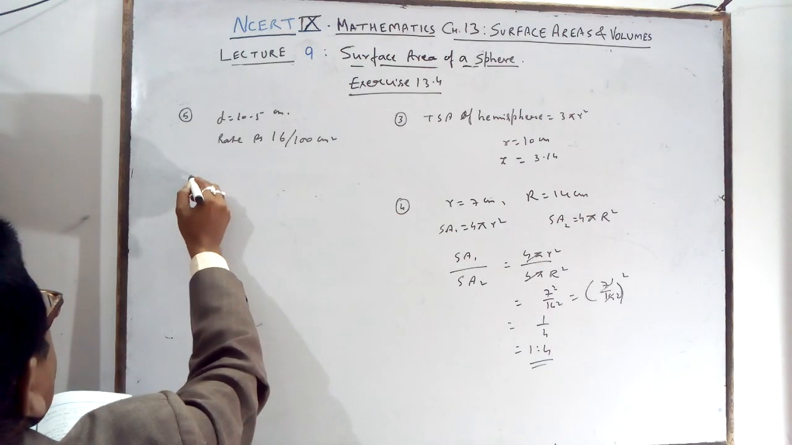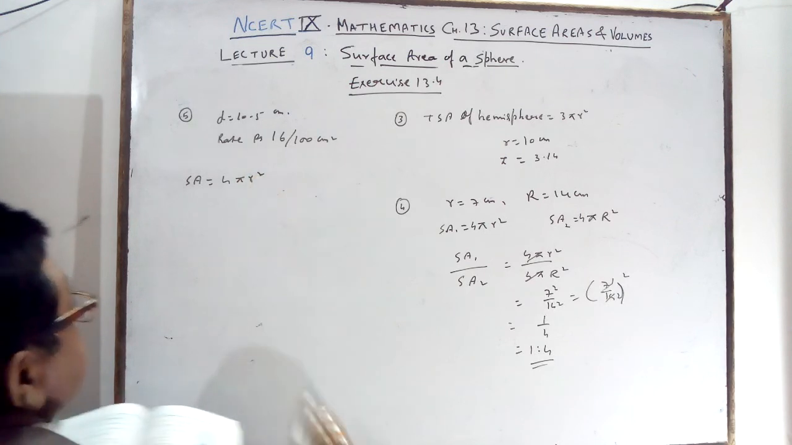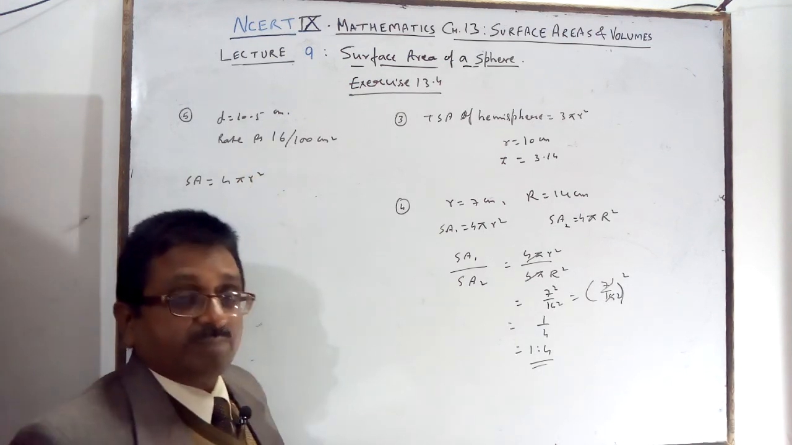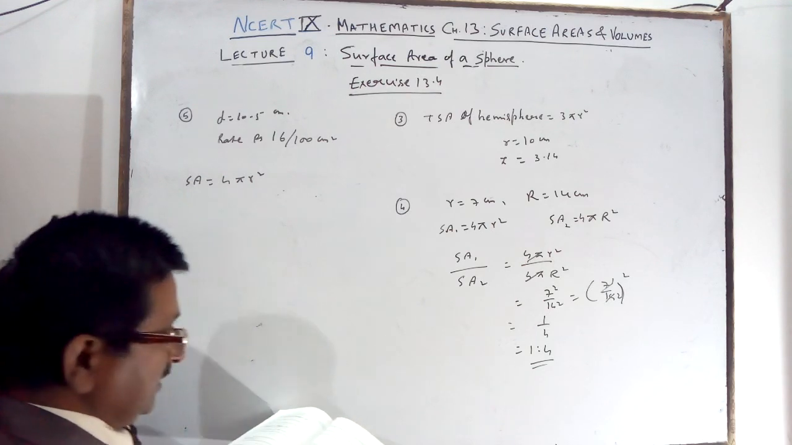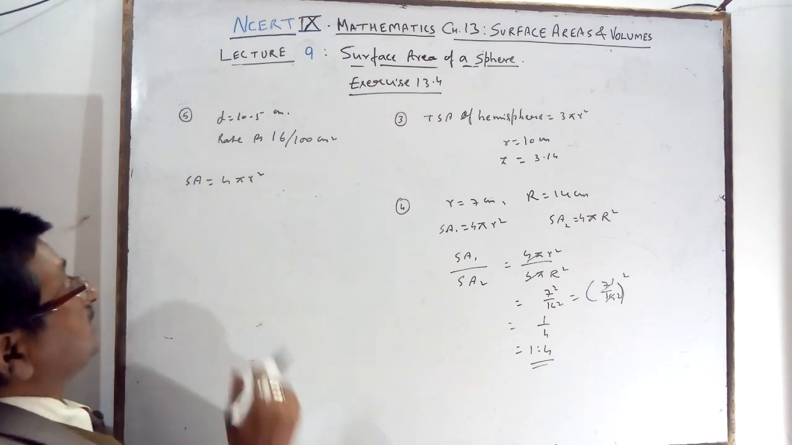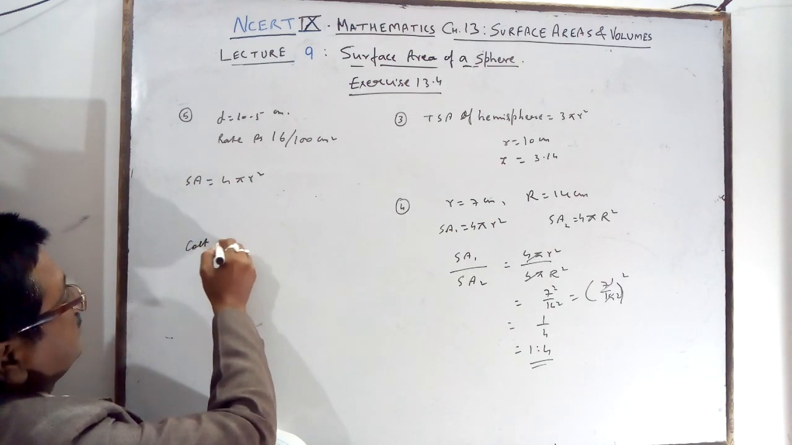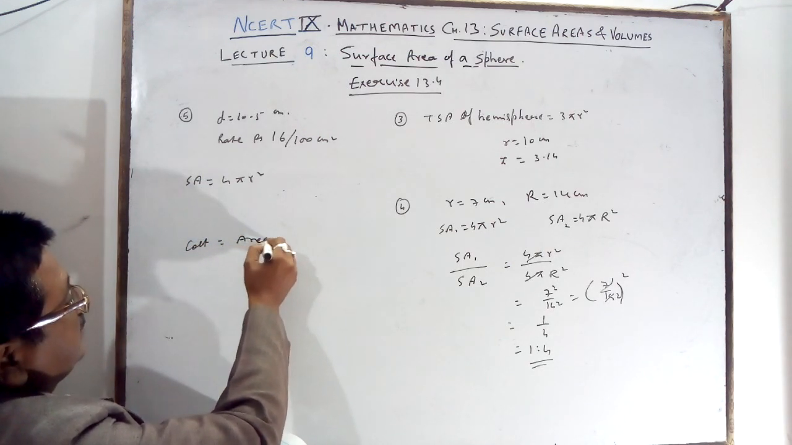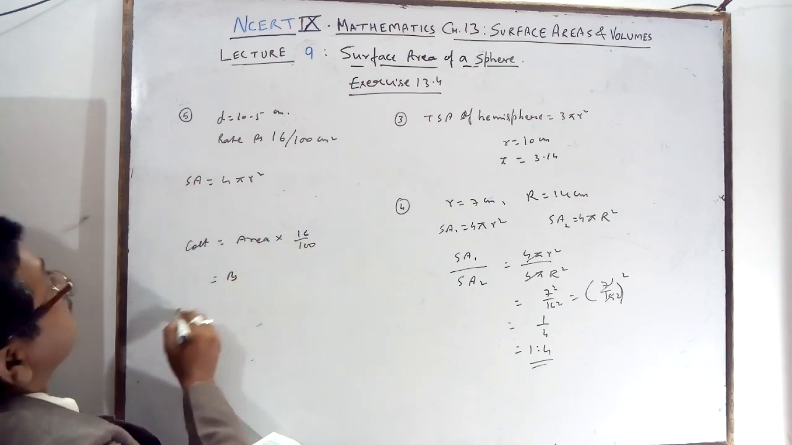So you will find the surface area, that is 4 pi r square. What is the radius? 10.5 by 2. After this calculation, all is given in centimeters, so you multiply the cost by the area, multiply by 16 upon 100, and that will be your cost.